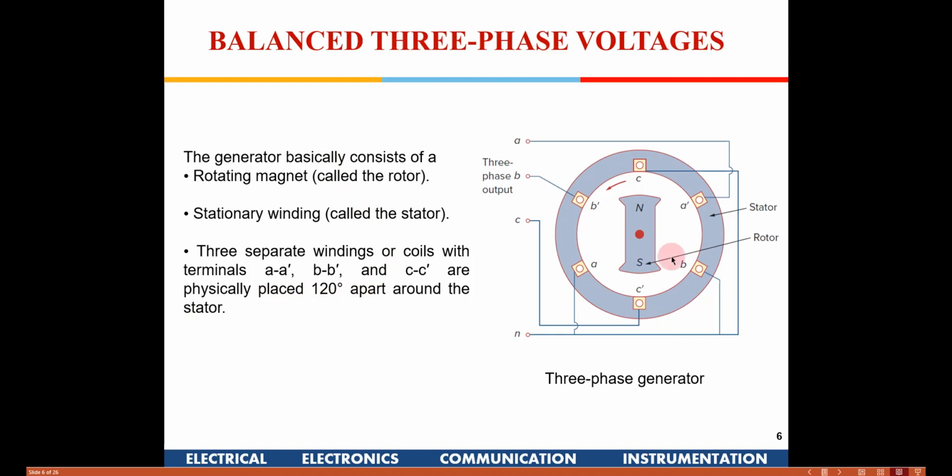Balanced means the magnitude remains the same, and for that to hold, we should essentially have the same type of coils, the same diameter, the same number of turns, and they should be exactly the same physically, in geometry. So they will induce the same voltage in all three coils.